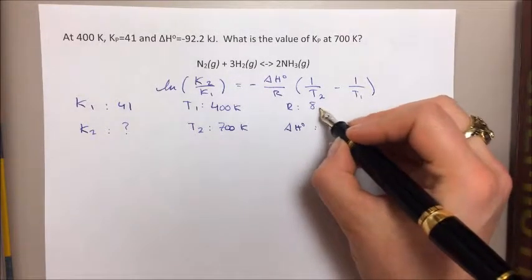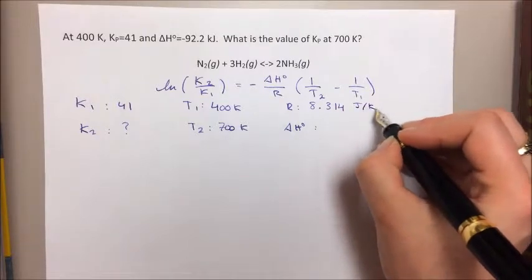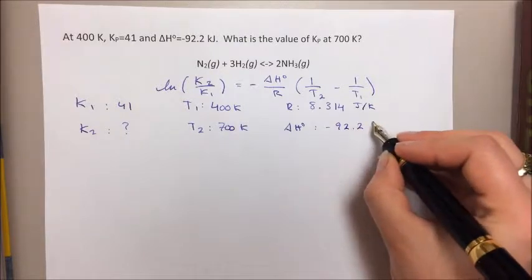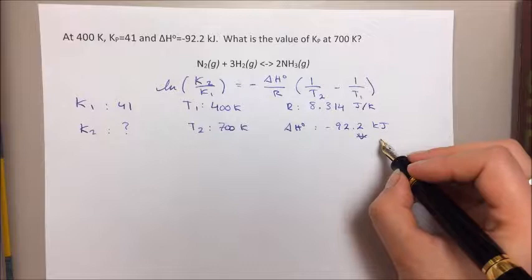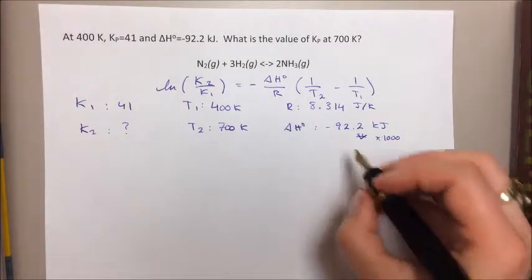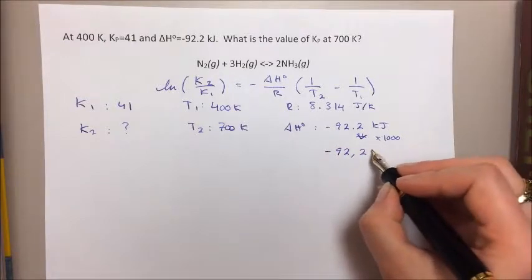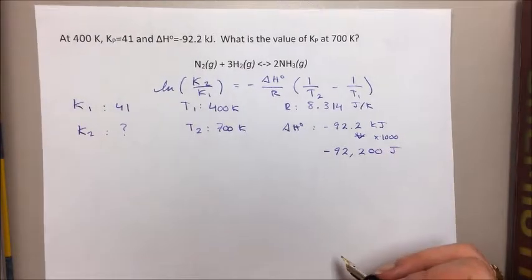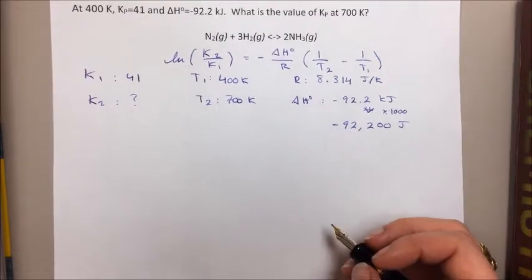R is always that ideal gas constant, 8.314 joules per mole Kelvin. Our delta H is negative 92.2 kilojoules, but we need to convert that to joules. So we're going to multiply by 1,000 to get negative 92,200 joules. So that's what we need to plug into this equation. So now all we need to do is plug everything in and crunch those numbers down. Let's do that.